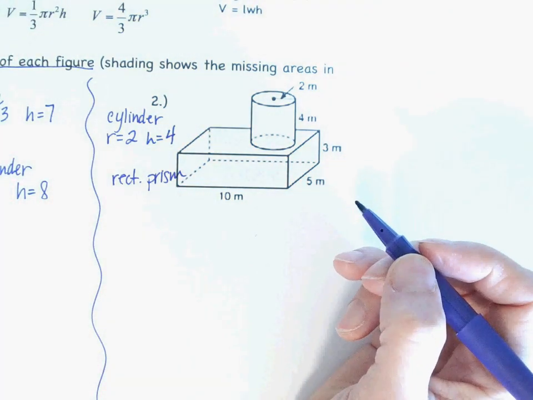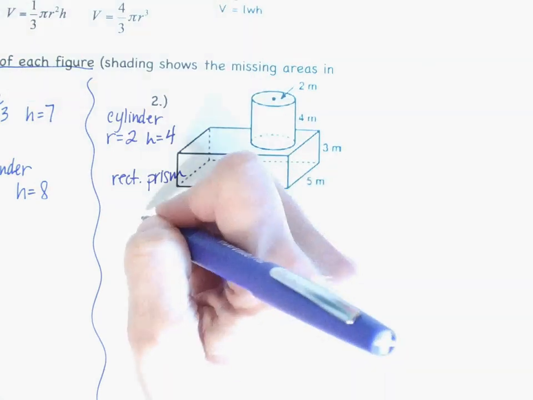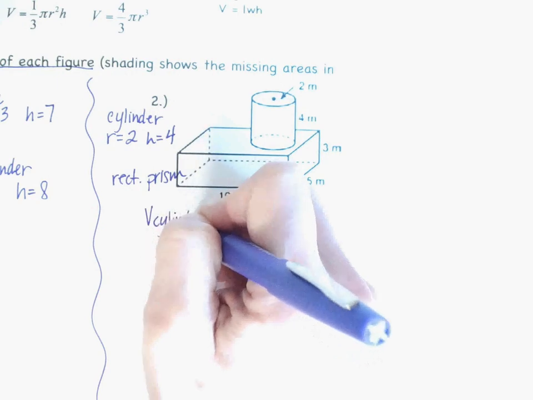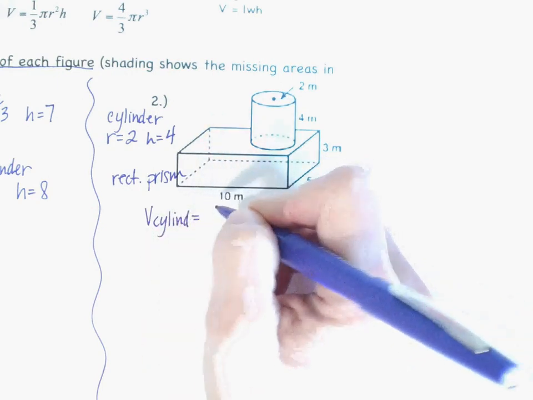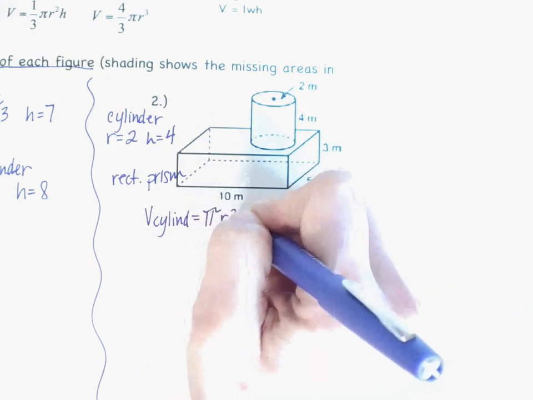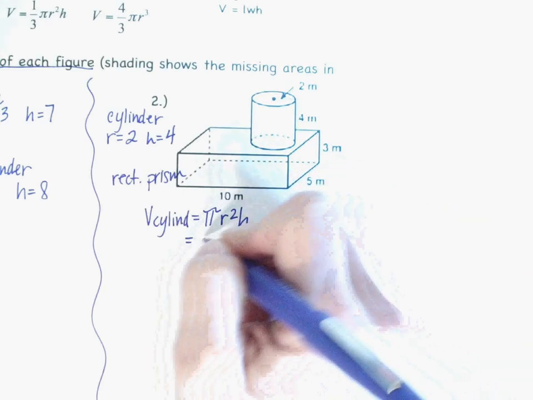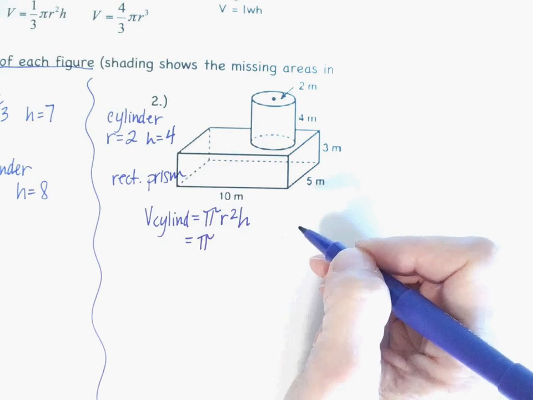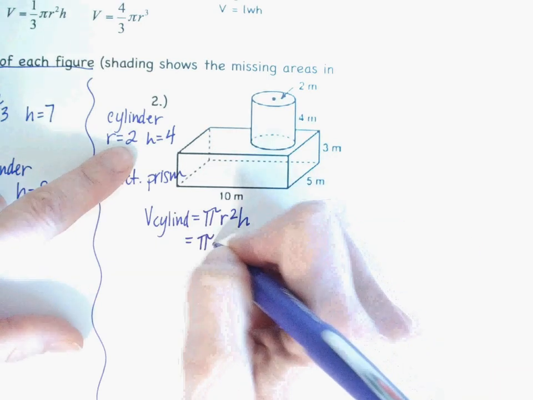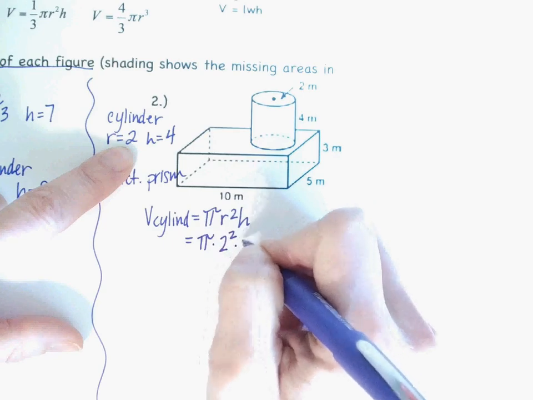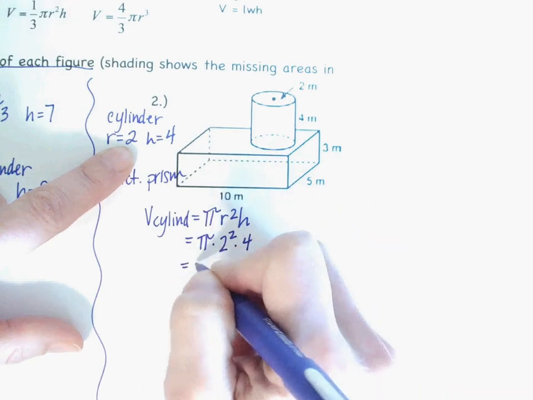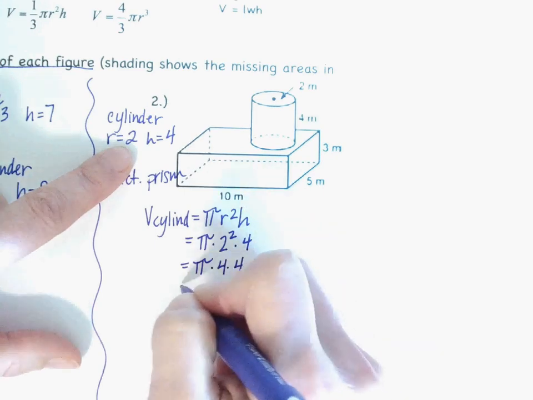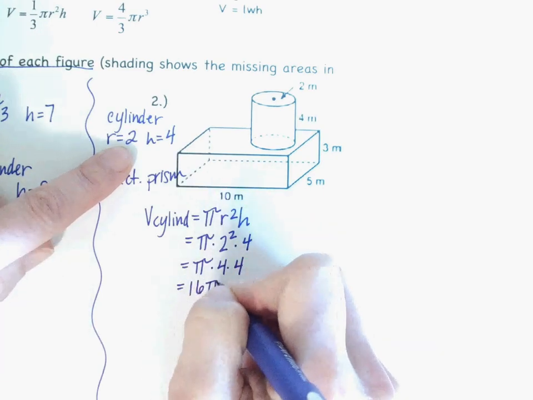So let's go ahead and just start calculating volume of these shapes. So I'm going to start with volume of the cylinder, and again I'm going to abbreviate, so my cylinder, and the formula is pi r squared h. Next I'm going to make my substitutions, so drop down that pi first. The radius we wrote down is 2, so it's 2 squared times the height, which is 4. 2 squared is 4 times 4, then I get 16 pi.